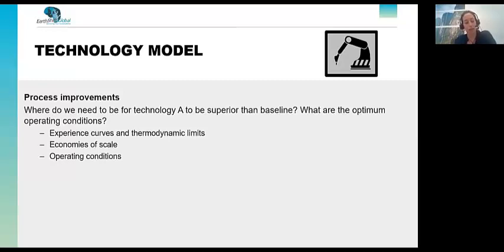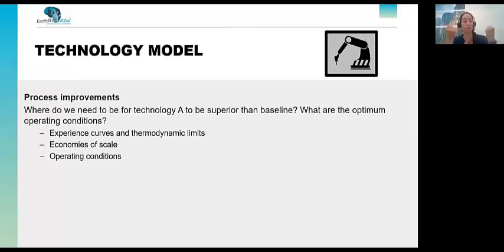This is my interpretation of the literature and from my knowledge. So three common things that I see are experience curves and thermodynamic limits, how the same technology has been evolving, has been progressing over time, right? So for example, I'll show the example later on.